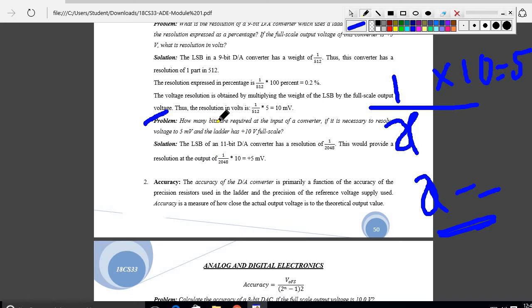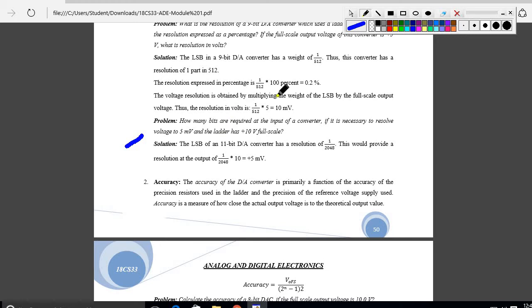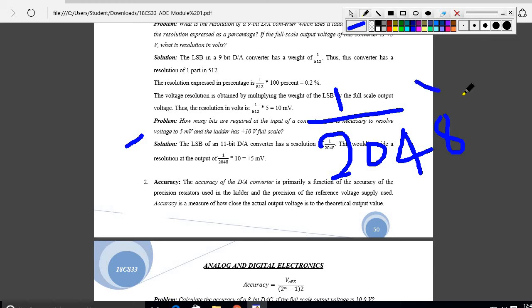Is it clear? In this way I have to find it out, but I think there is some mistake in the question itself. He is asking about an 11 bit DAC. Wait a minute. See here, if it is an 11 bit DAC converter, the weight is 1 divided by 2048. We have to remember it is a weight of 1 divided by 2048. If it is a 10 volt full scale, we multiply by 10. Whatever value you obtain will be your resolution value.